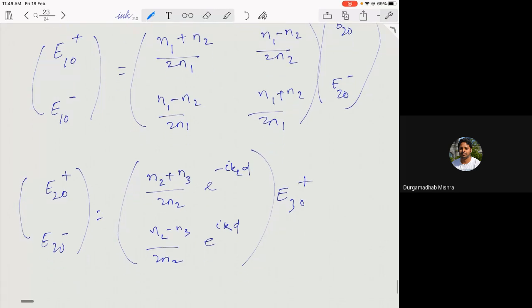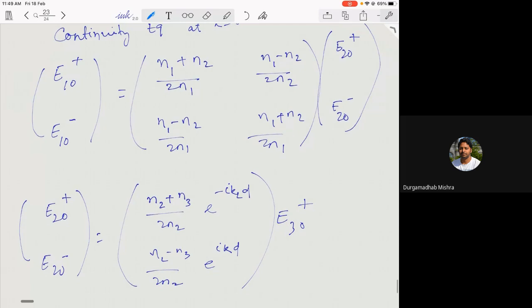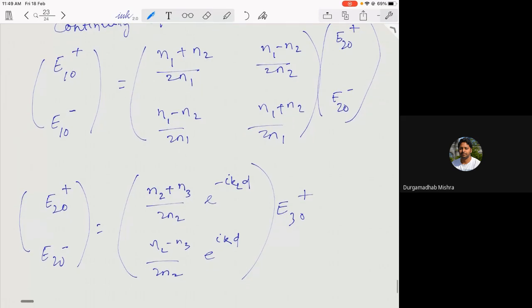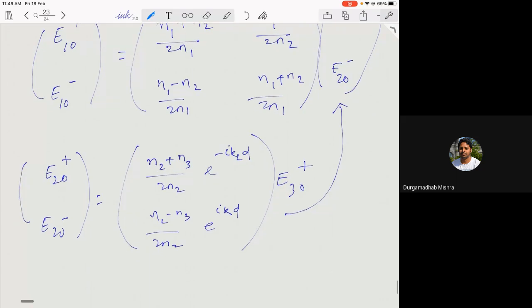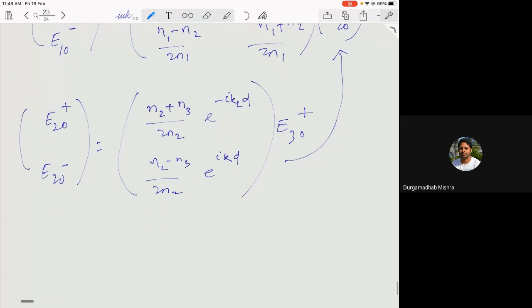And if you combine these two equations, then in place of E20 plus and E20 minus, you can substitute this here. And if you do that, you'll get a big expression where you can write what is E10 plus and E10 minus. So I will not write that because it is simple. You can just put it there and calculate that. But you should do that when you solve it.